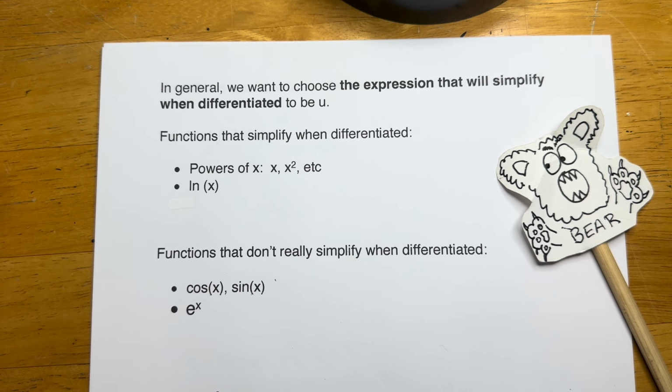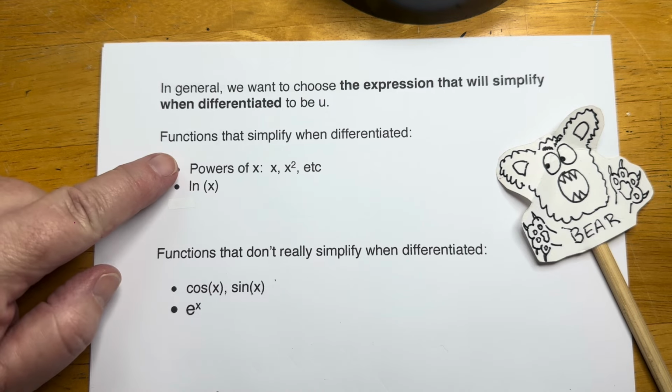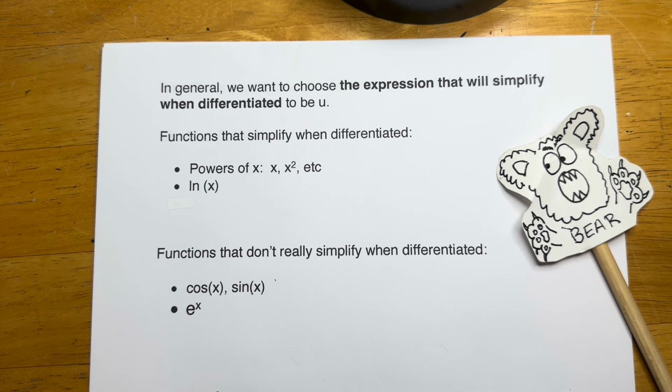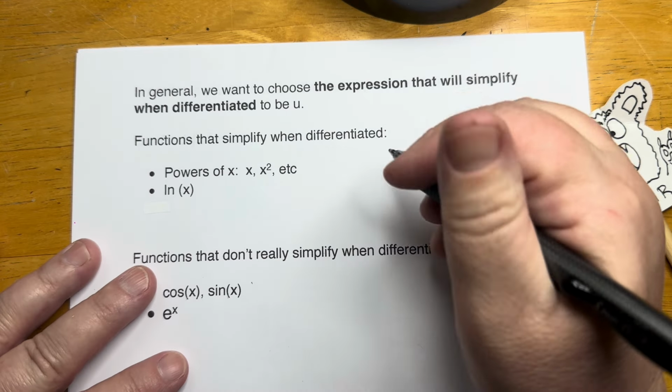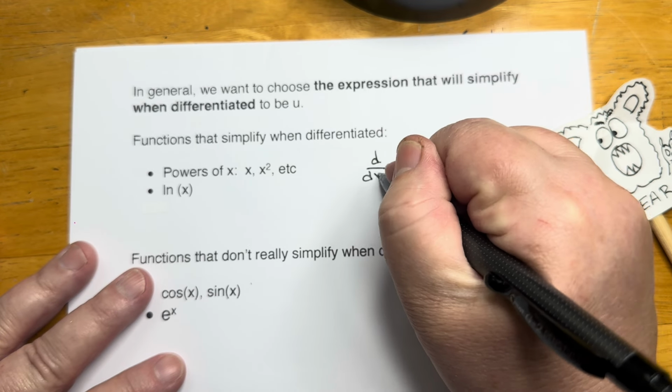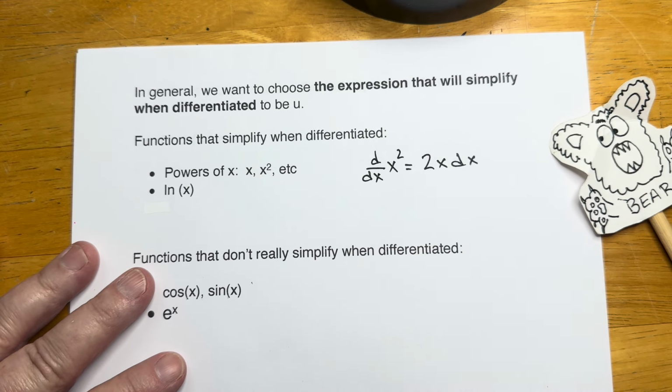So in order to go forward, we probably should discuss some strategy. The strategy is that we want to figure out which part of the integral gets easier when you take the derivative. So these are the functions that simplify when differentiated: powers of x, x squared, etc. I'm going to move, pardon me, Square Bear. So for example, when you take the derivative of x squared, you get 2x dx, right?